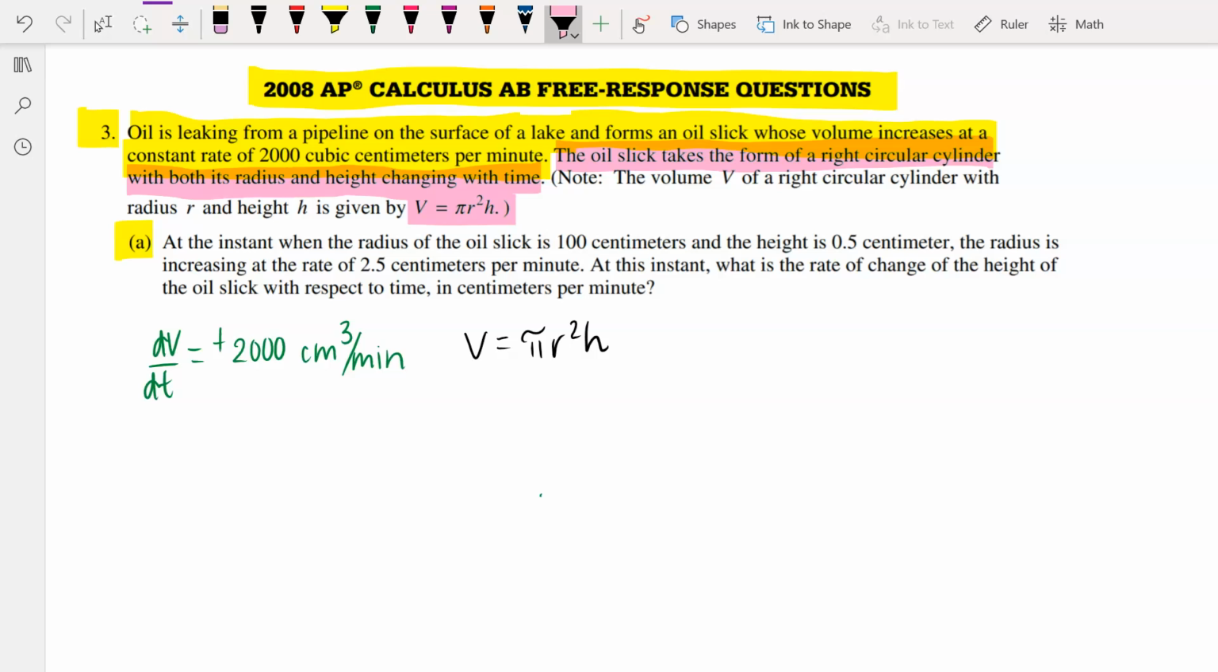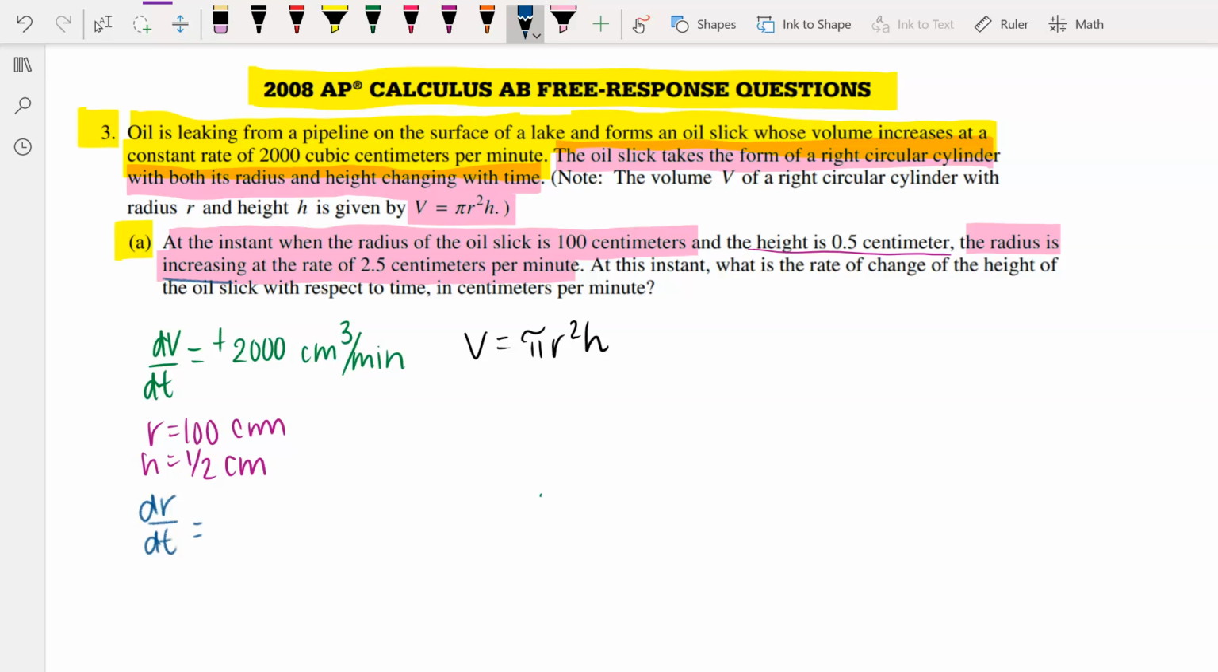Let's see, in part A, we're asked at the instant when the radius of the oil slick is 100 centimeters, I'll write that down, the height is half a centimeter. When that's happening, the radius is increasing at the rate of 2.5 centimeters per minute. So that means dr/dt, the rate of change of the radius, is increasing, so positive 2.5 centimeters per minute.